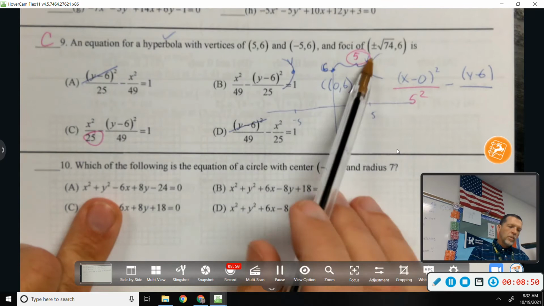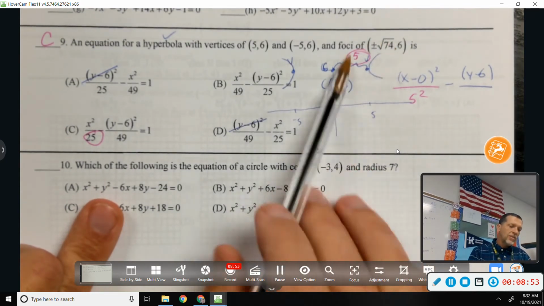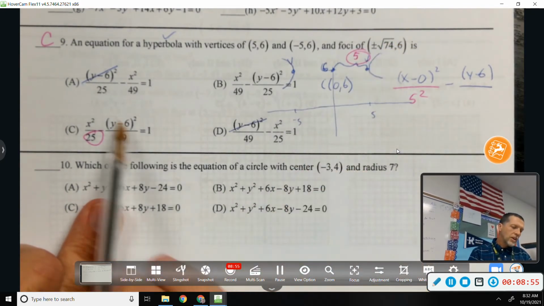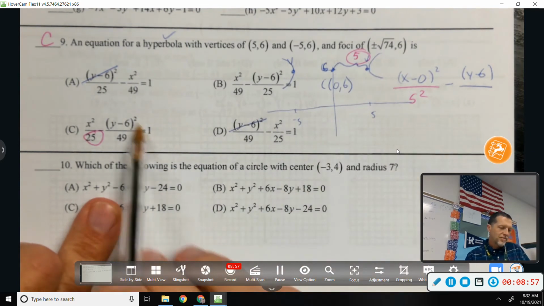Yes. Wow, we left information on the table on that one. I didn't even need to worry about this foci stuff because, with multiple choice, I was able to figure it out before I even got there.